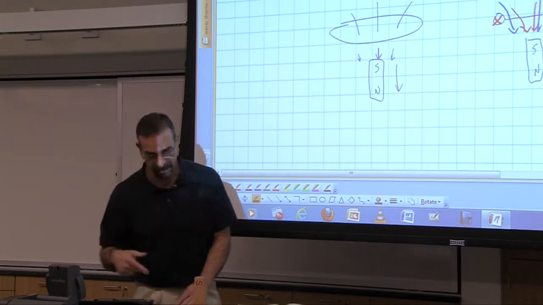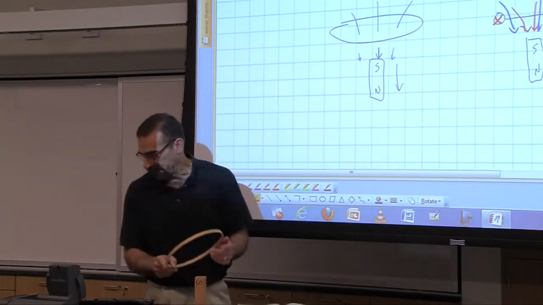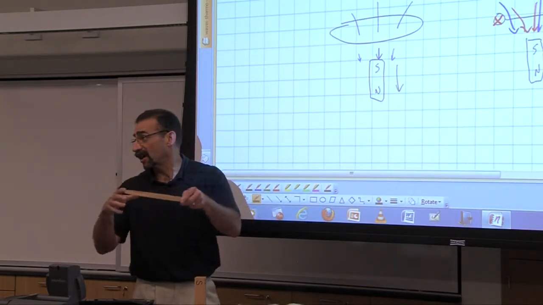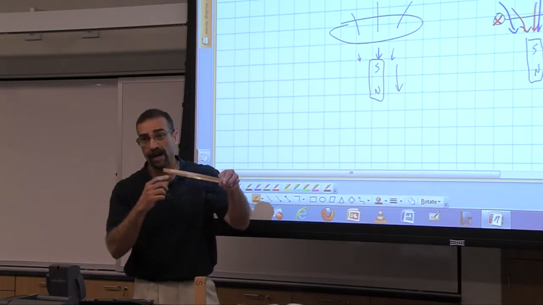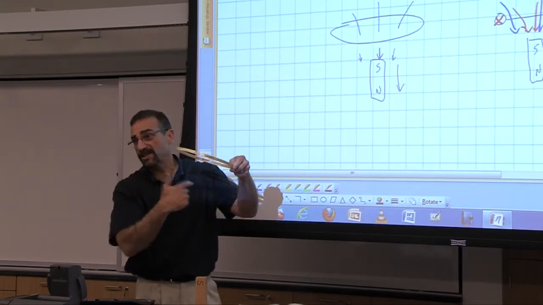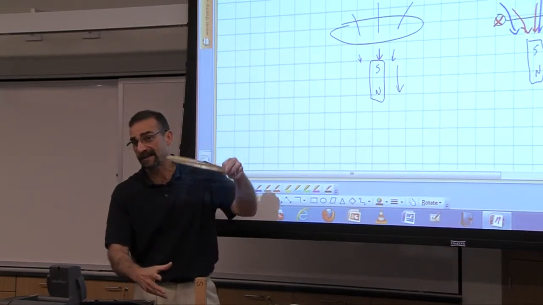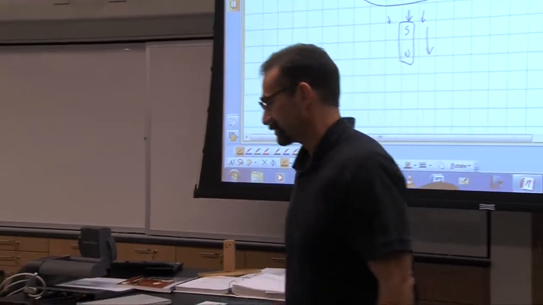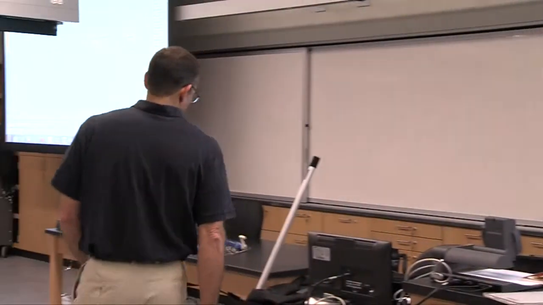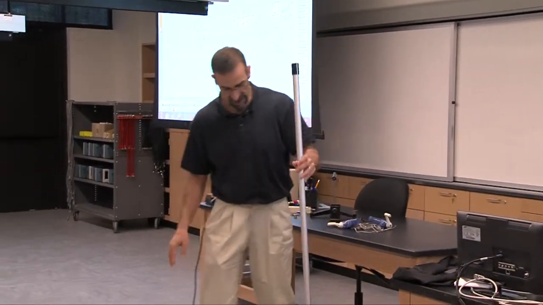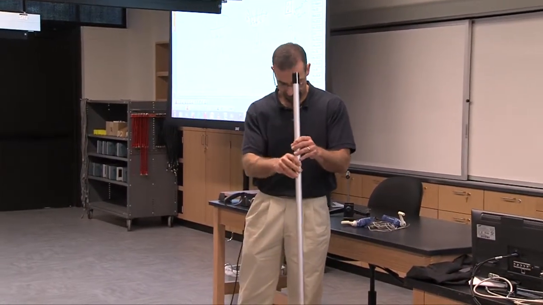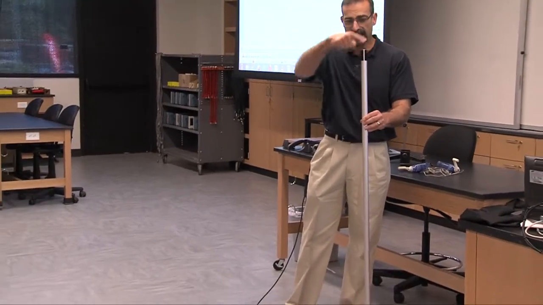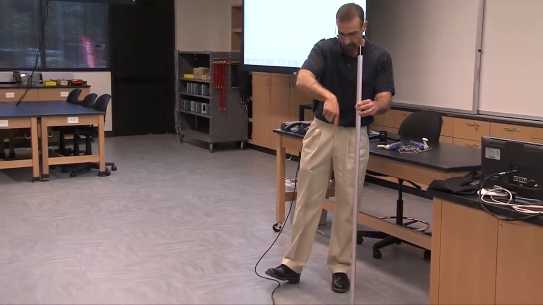Let's take a look at this. I don't have a single loop of wire. It's hard to see if you just have a small loop of wire, but I can make a whole bunch of loops of wire together. How do I do that? I get a conductive pipe. So this aluminum pipe, it conducts, so it's like a whole bunch of loops of wire all wound together, right?